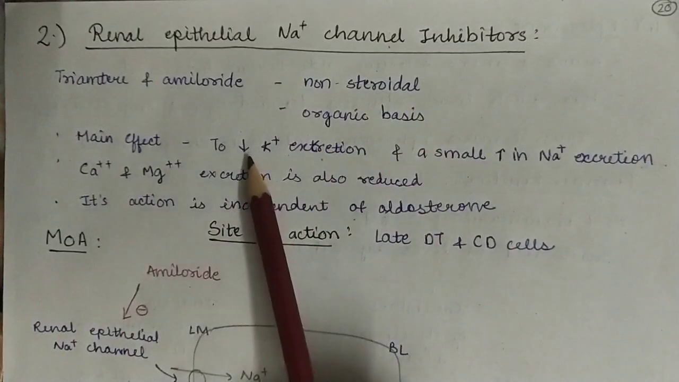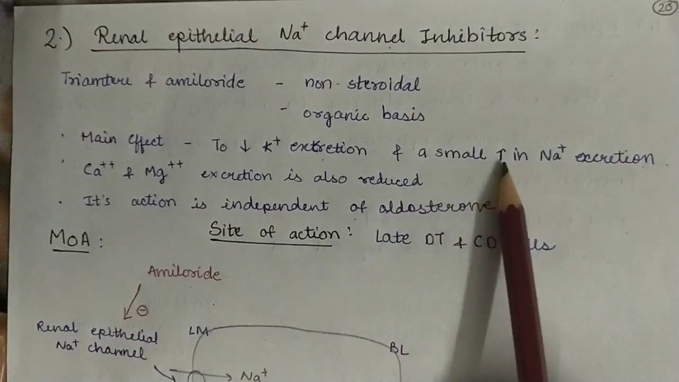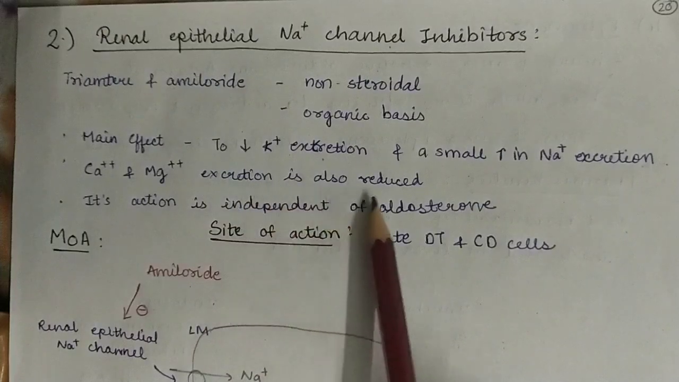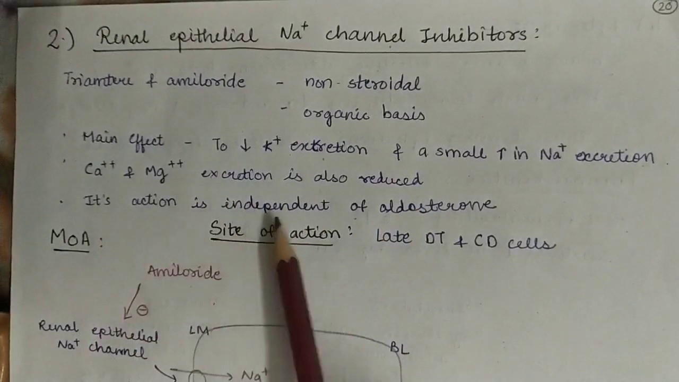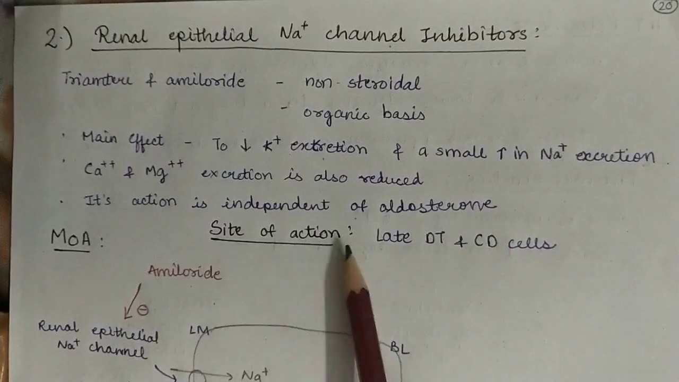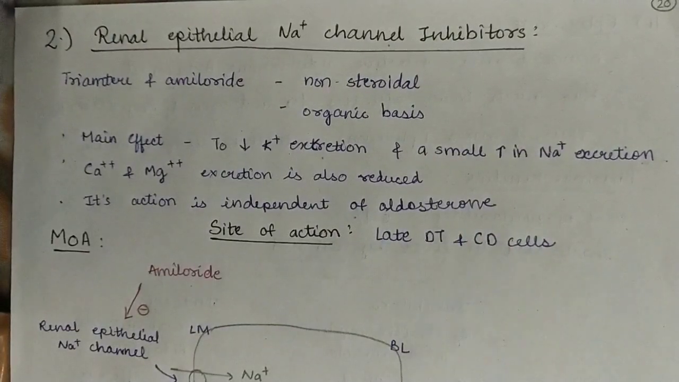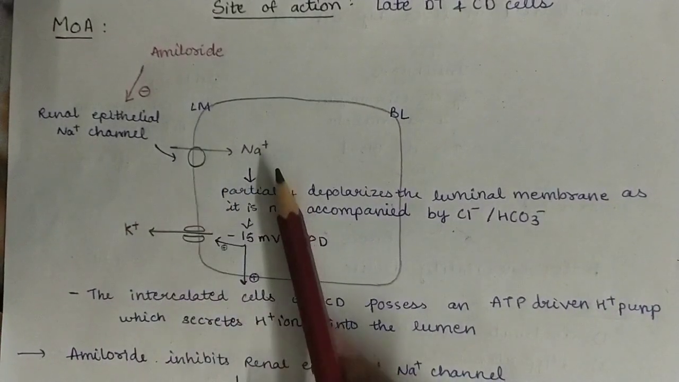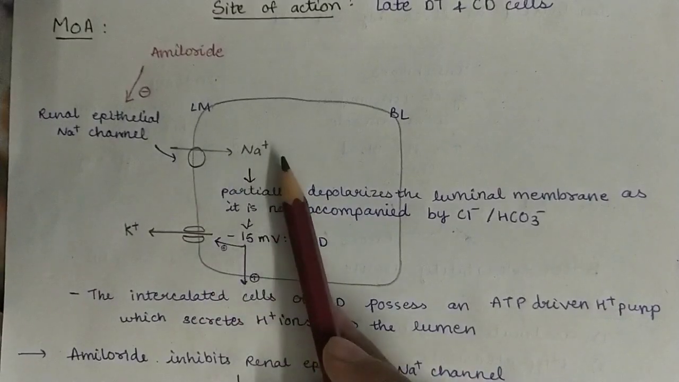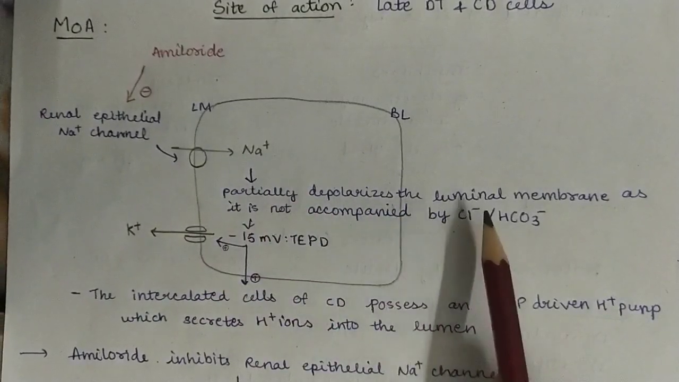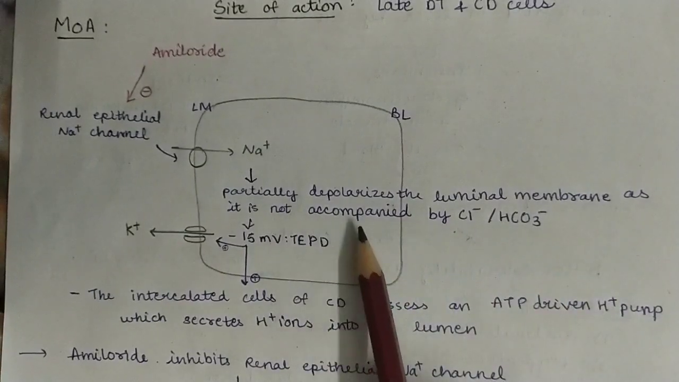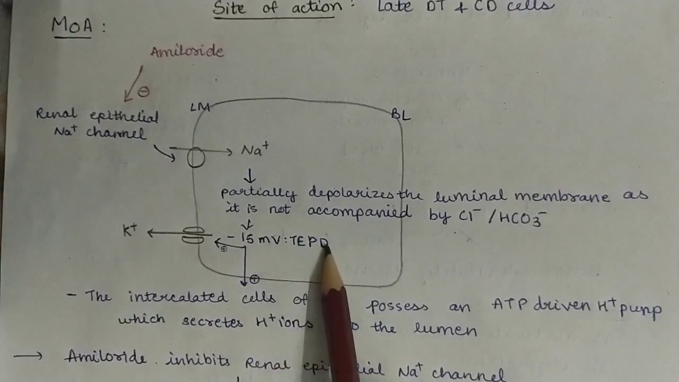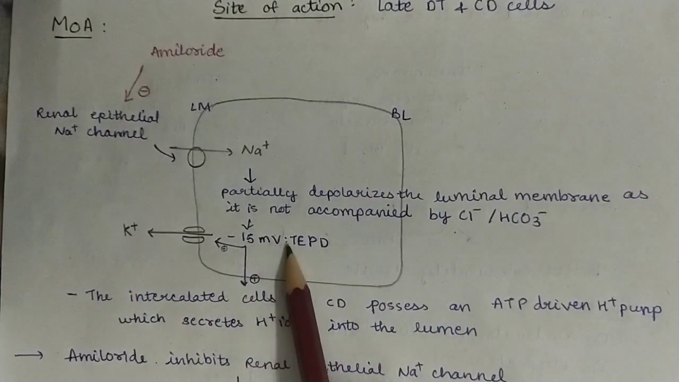The main effect is to decrease the potassium excretion and a small increase in sodium excretion. Calcium and magnesium excretion is also reduced. Its action is independent of aldosterone. Site of action is late DT and CD cells. Here are the renal epithelial sodium channels. It takes the sodium inside the cell and partially depolarizes the luminal membrane as it is not accompanied by chloride or bicarbonate ion. Thus it creates a negative transepithelial potential difference, that is minus 15 millivolt.